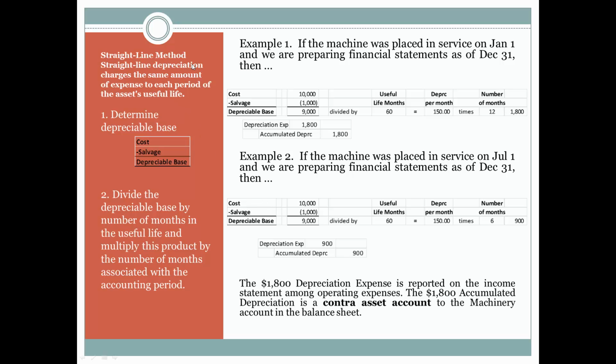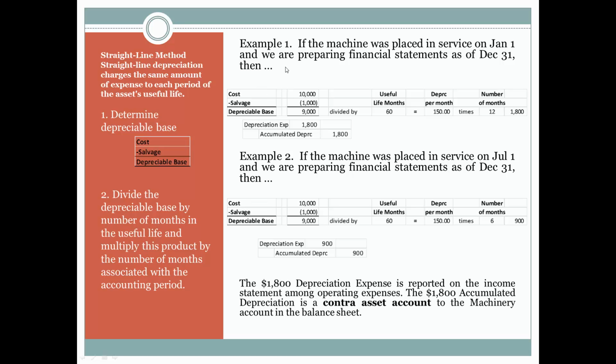So straight line. The straight line method of depreciation charges the same amount of expense to each period in the asset's useful life. So first we want to determine the depreciable base, which is cost minus salvage value. Then we want to divide the depreciable base by the number of months in the useful life, and then multiply this product by the number of months associated with the accounting period. So let's look at 2 examples.